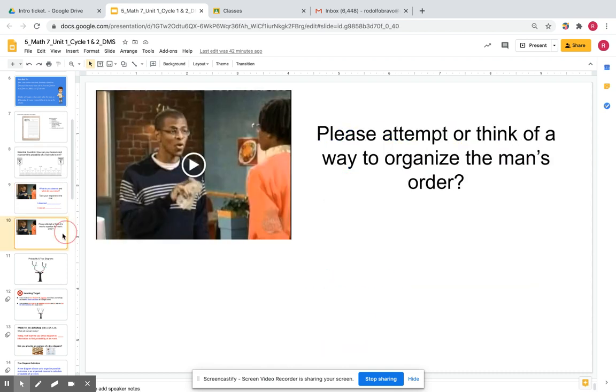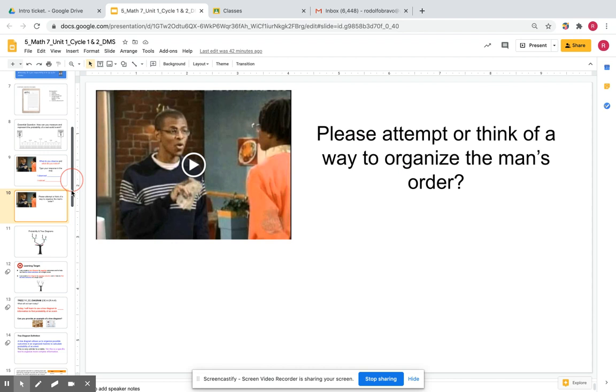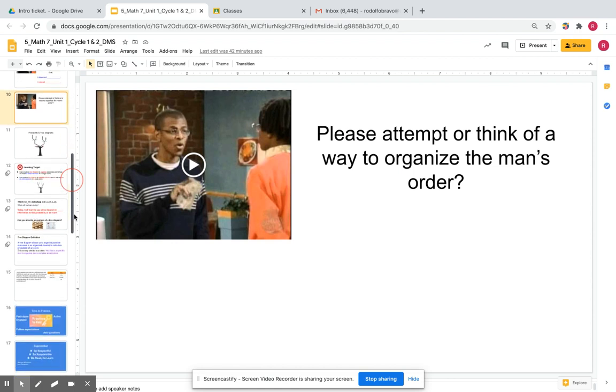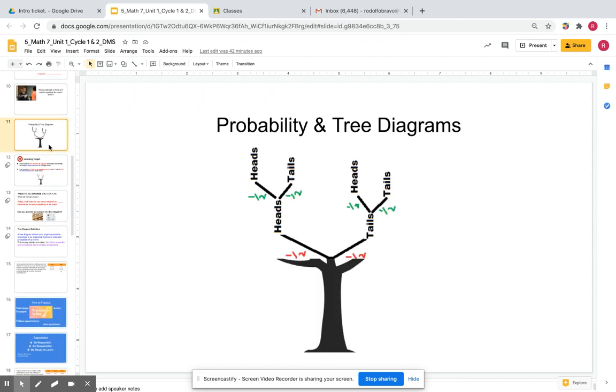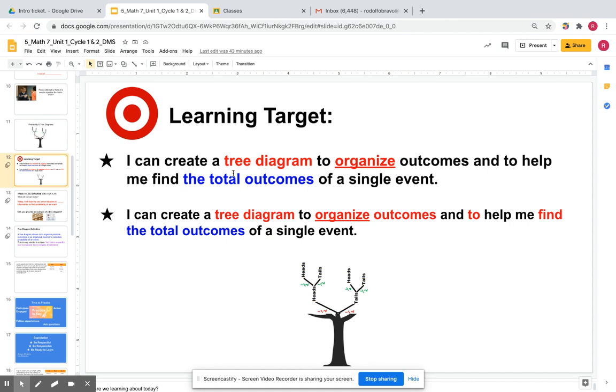So in class, I did show a video. It's not necessary for you guys to watch, but it was sort of helping students to understand that tree diagrams organize combinations of events or events in general to give you a total outcome of your sample space or for the equation. But we really focus on this learning target: you can create a tree diagram to organize outcomes and to help you find the total outcomes of a single event.